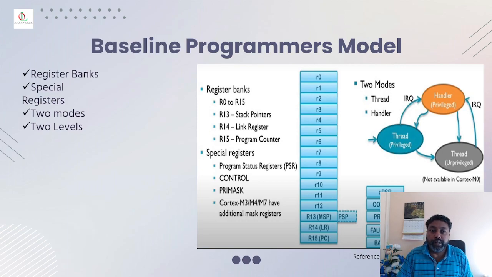The programmer's model comes with 16 registers, R0 to R15. R13 is used as the stack pointer. R14 is the link register. R15 is the program counter, where all your program-based data comes in. It also has special purpose registers: the program status register, PSR, the control and the prime mask, and the M4 series has even additional mask registers. It comes with 2 levels, privileged and unprivileged. So this is the baseline programmer's model.